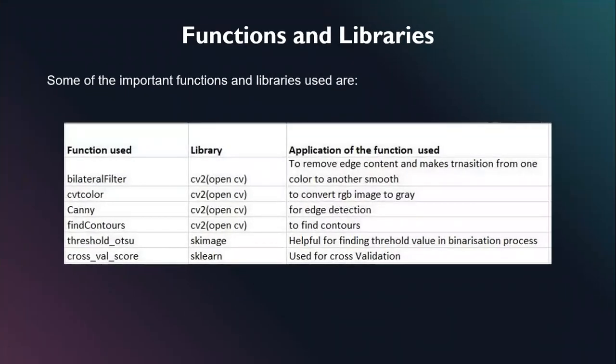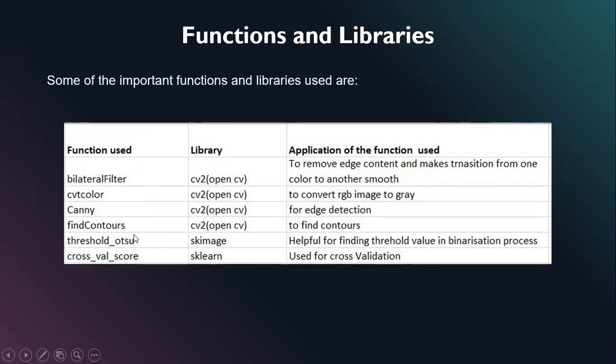So here are some of the important functions and libraries used. The first function is bilateral filter in the CV2 library, which is used to remove noise and make the transition from one color to another smooth. Then cvtColor in the CV2 library, which is used to convert an RGB image to gray. Then we use the function Canny in the CV2 library, which is used for edge detection. Then we use the findContours function in the CV2 library, which is used to find contours.